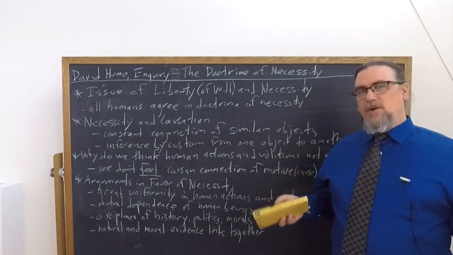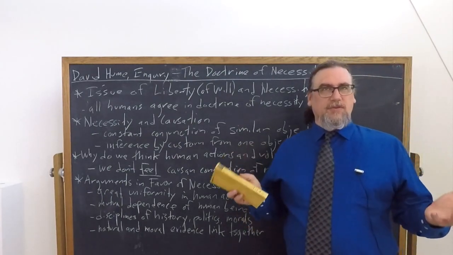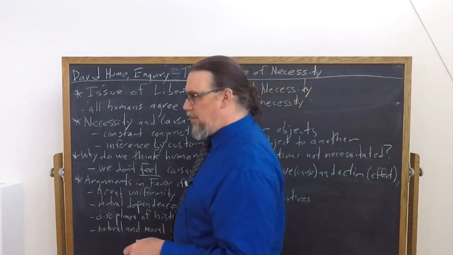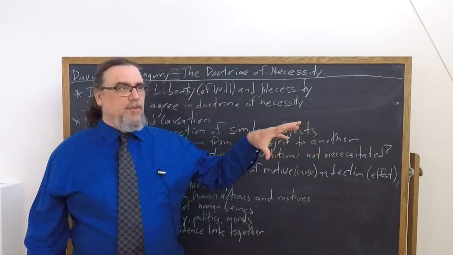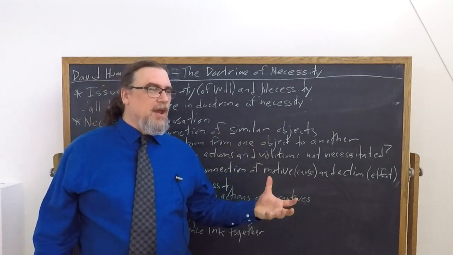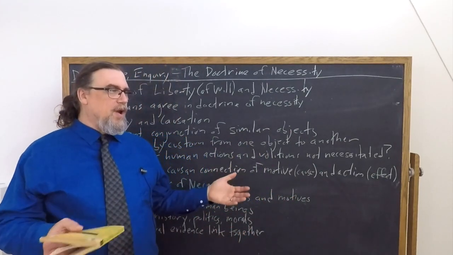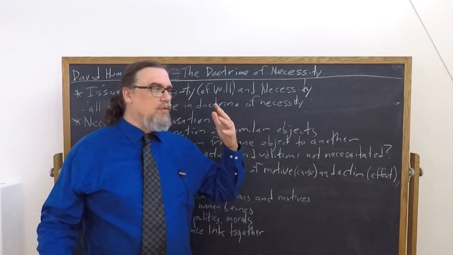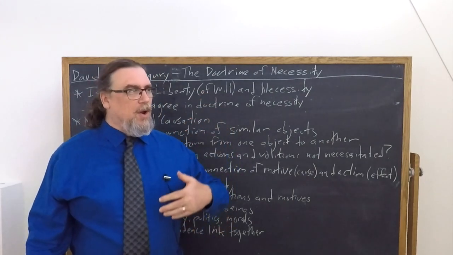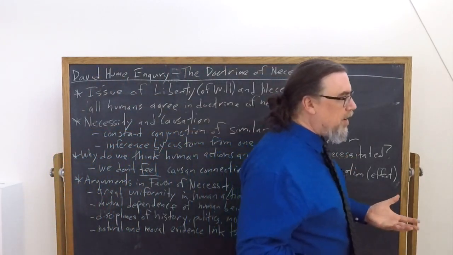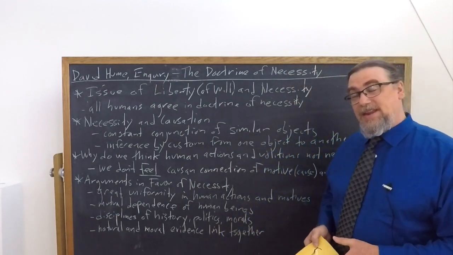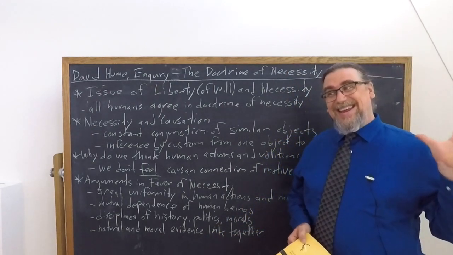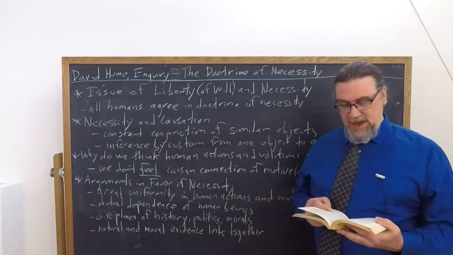So if you've read earlier parts of the Enquiry, this is sort of going over old ground. We have a constant conjunction, and then we have a customary connection in the mind, sort of replicating that, leading us to go from what we presume to be the cause to the effect, and we call that cause and effect or causality, or in this case, necessity. The idea is that the cause necessitates the effect.